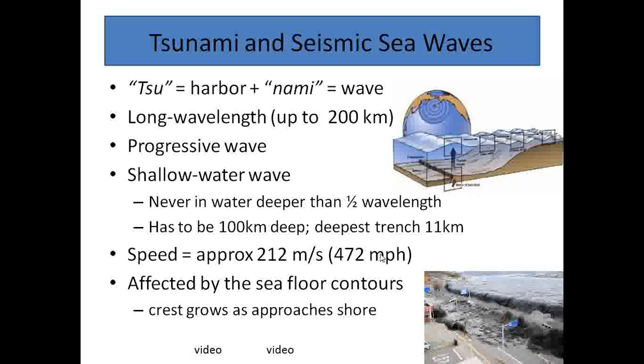Tsunamis and seismic sea waves, so they often call tsunami seismic sea wave or vice versa. We talked about them earlier when we talked about earthquakes that happen out in the water. So start with what the word means. Tsu is harbor, nami means wave, so basically a harbor wave, because they make their way quickly towards shore and can cause a lot of damage.